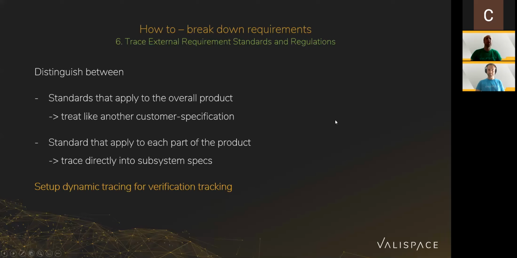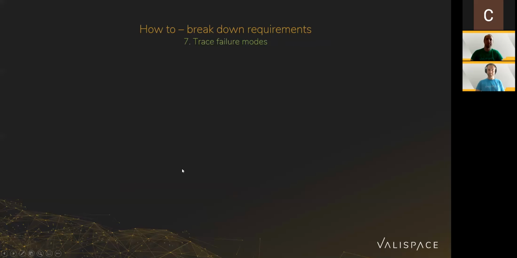So for this, make sure that you set up a dynamic tracing for the verification tracking, right? You really want to be able to trace back later, where exactly did we verify that standard? Where exactly did we make this part applicable? This is so important. Otherwise, you're going to come to the end of the project and you're going to find out we didn't do something, and now it's a huge pain to basically go back and decide how to verify all of these parts.